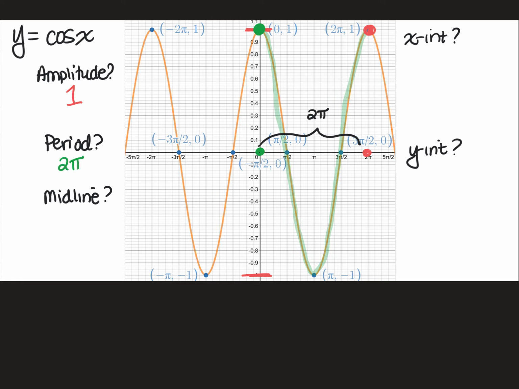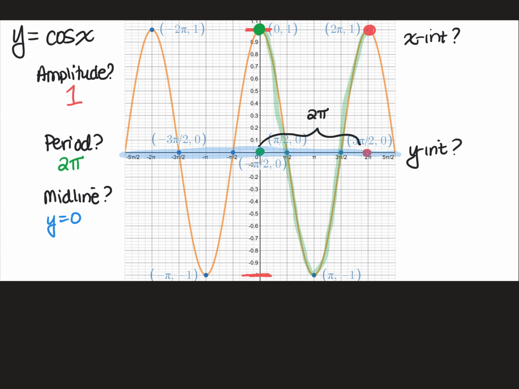And then finally our midline, well, that is just the middle line of the graph. Like I said a moment ago, it might be easier to see where our amplitude comes into play if we look at our midline first. But this is our midline, okay? And the equation of that is the line y equals 0.